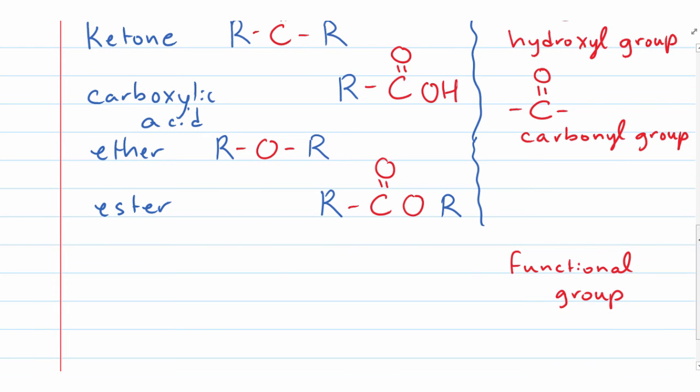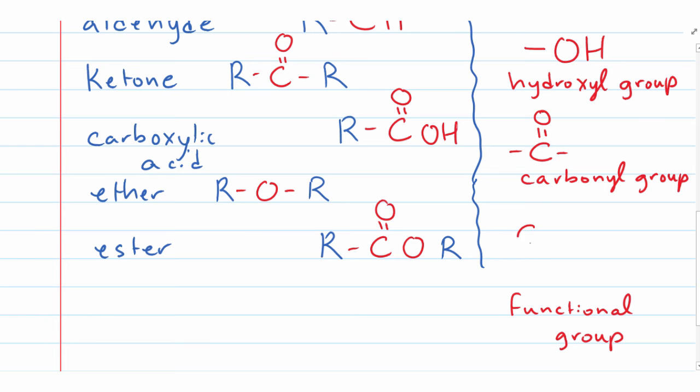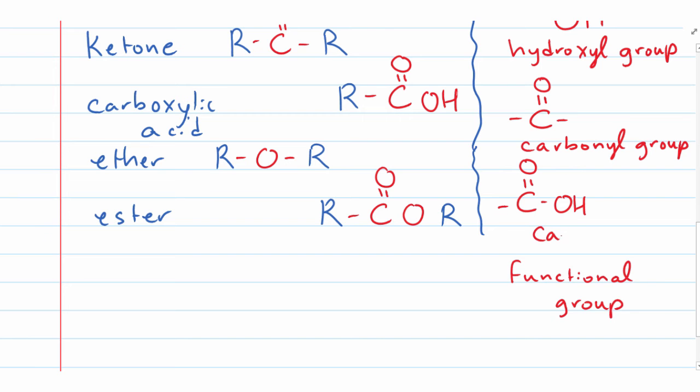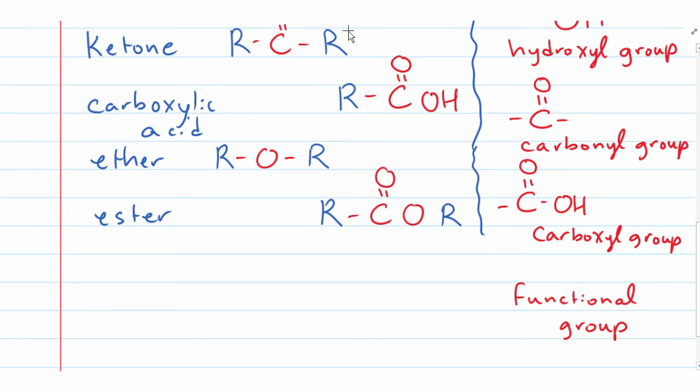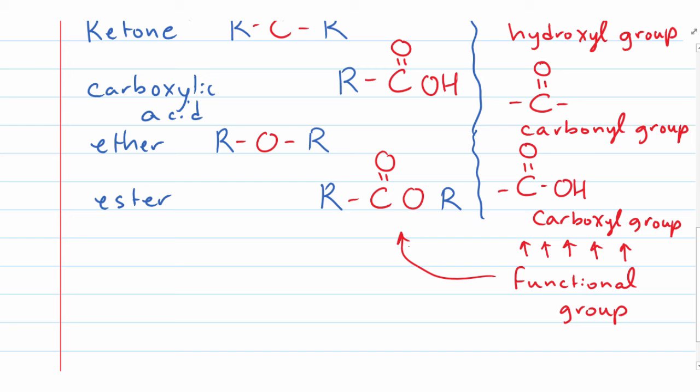If we combine a carbonyl group and a hydroxyl group, so here's the carbonyl group, and we put an OH on there, again this is a carbonyl group and a hydroxyl group together. We combine the 2 names and we refer to it as a carboxyl group. So what I've shown in red represents different types of functional groups.